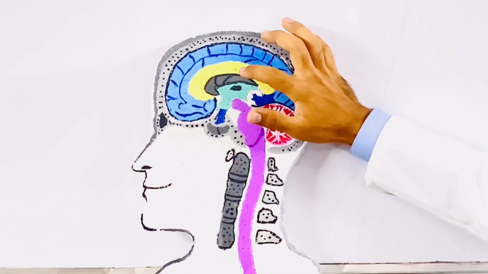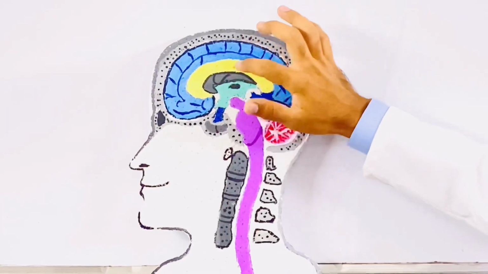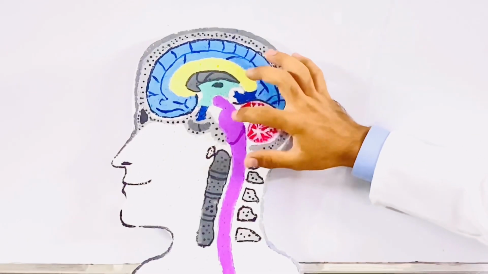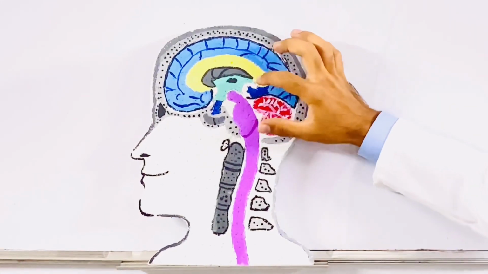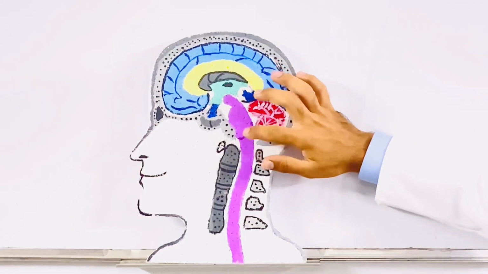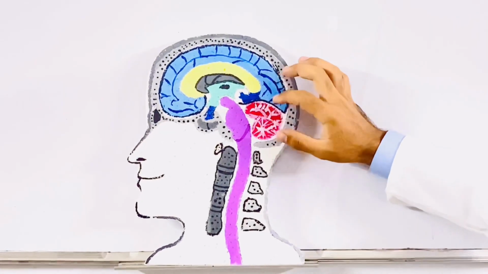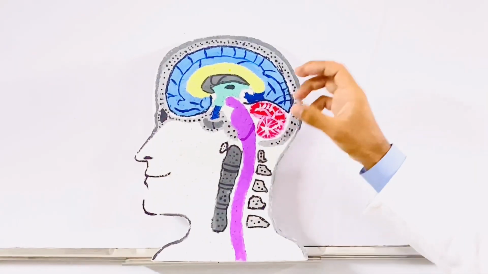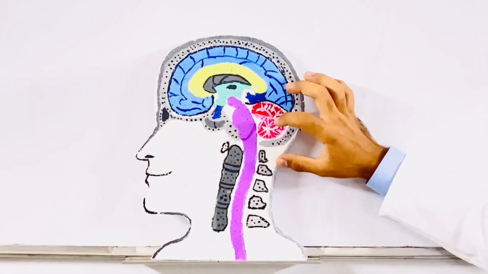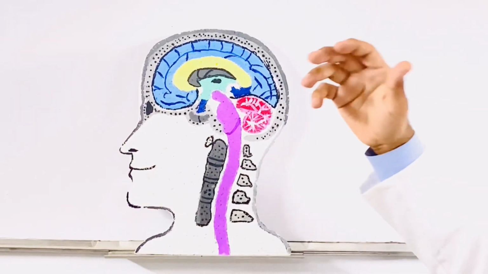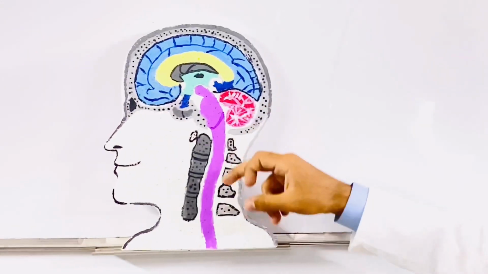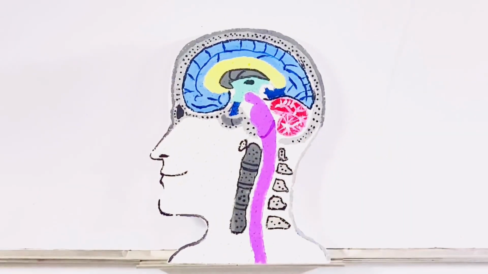The fornix is the main output from the hippocampus to the thalamus. The brain is divided further into the pons, medulla, and the cerebellum. Lastly, the spinal cord in children lies at L2 and the upper border of L3, and the adult spinal cord lies at L1.